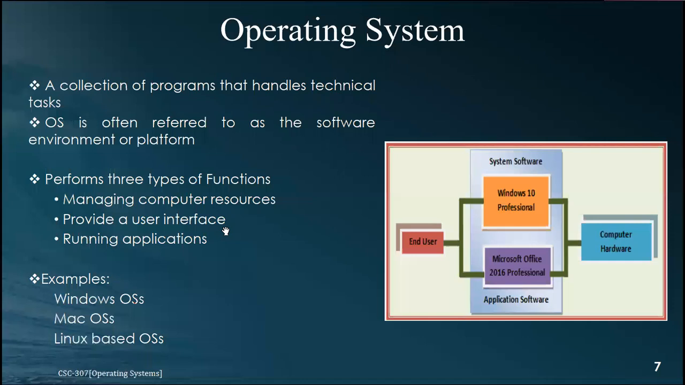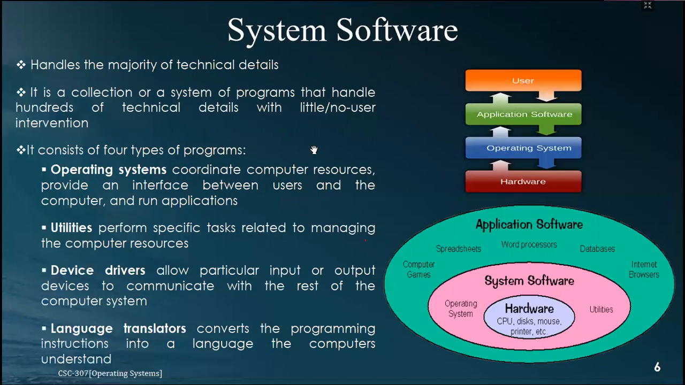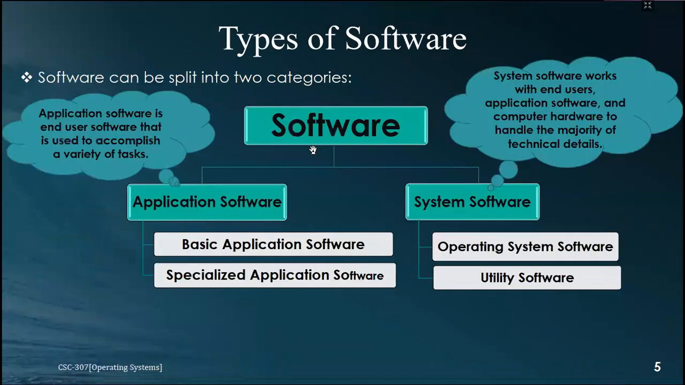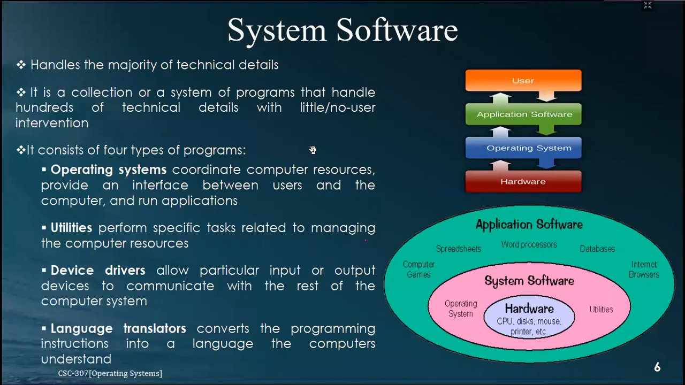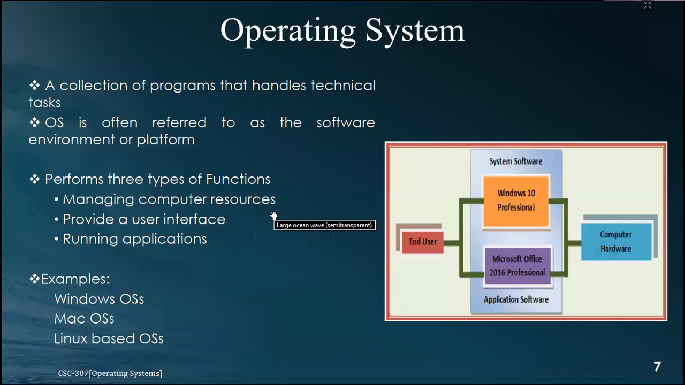What is the user interface? When you turn on the computer, you see all the logos that tell you what to do. If you want to click somewhere, or if you just right click, there will be a drop down menu. So these are called graphical user interface, or user interface, that helps you to do something. Running applications. So these are some examples of operating system: Windows, Mac, Linux based operating system.